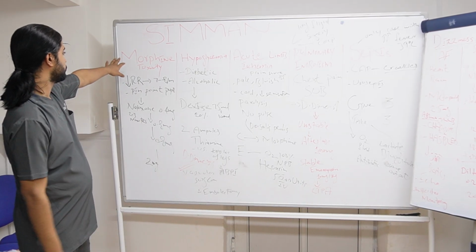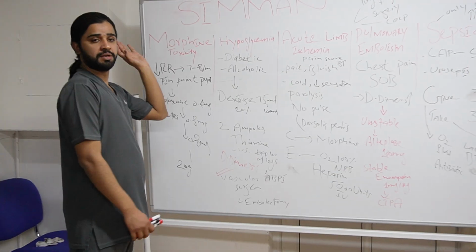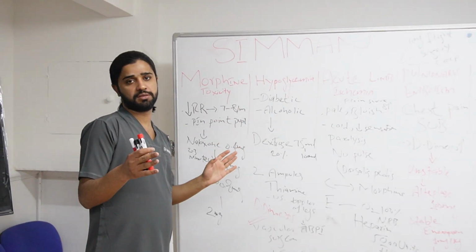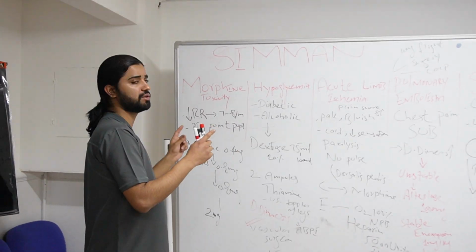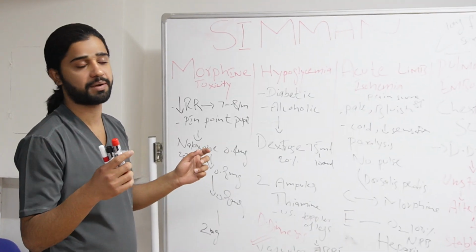Today I am going to teach you the miscellaneous cases in SimMan that we will get in PLAB2. Alright, so the most important case is morphine toxicity. The patient will present with sleepiness, and a prompt will tell you that the patient has taken some pills because of back pain.